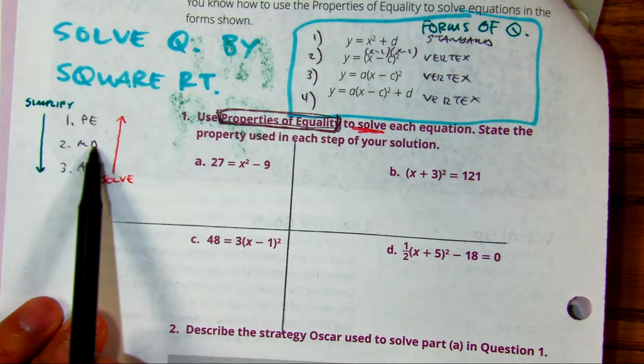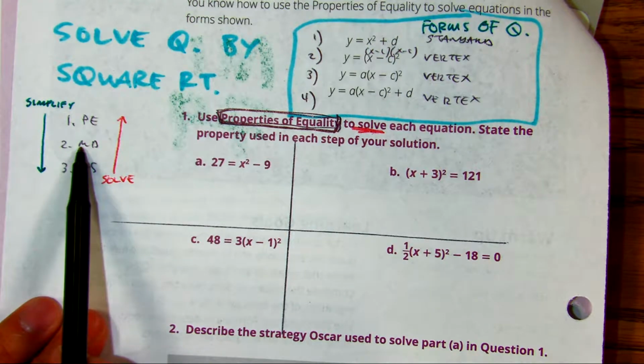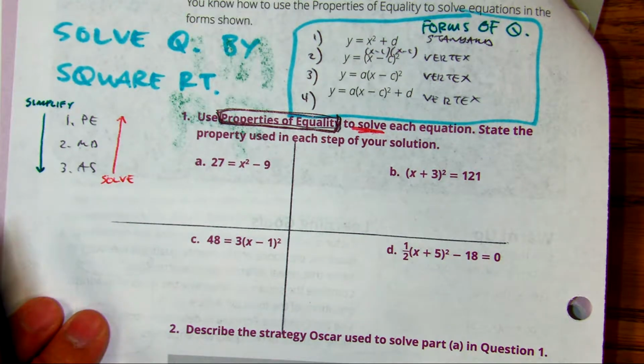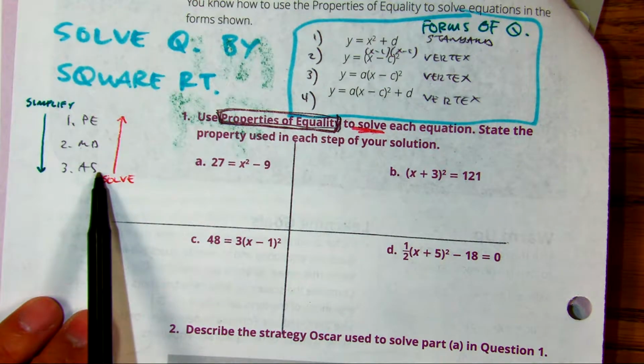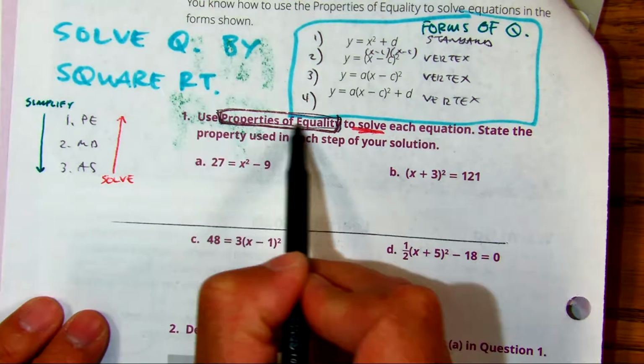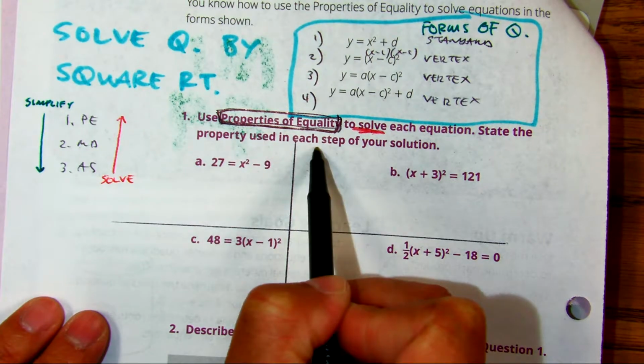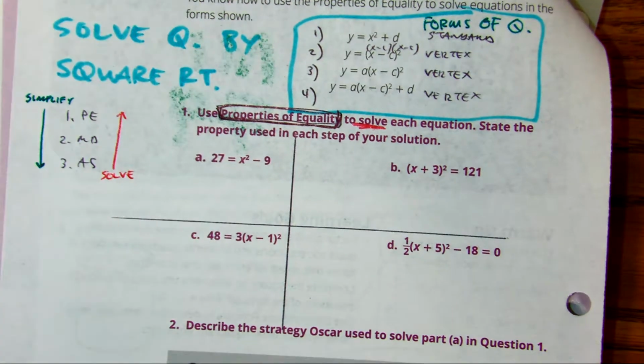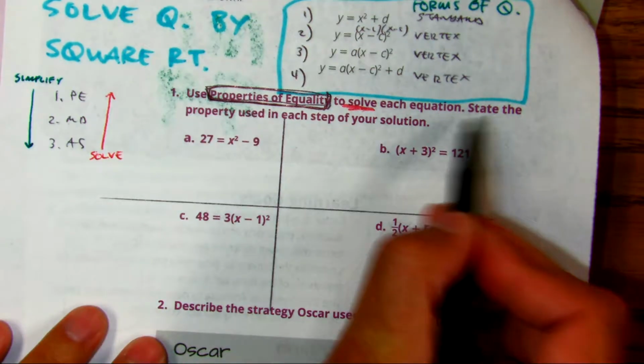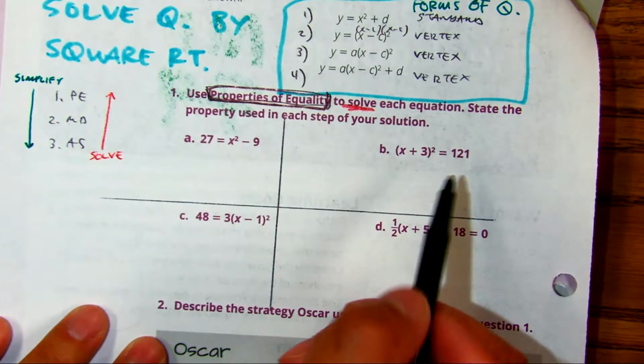The opposite of multiplication is what? Division. The opposite of addition is? Subtraction. Okay? Use the properties of equality to solve each equation. State the property used for each step of your solution. I'm just going to solve it and not state it or write it out. So let's do B together.